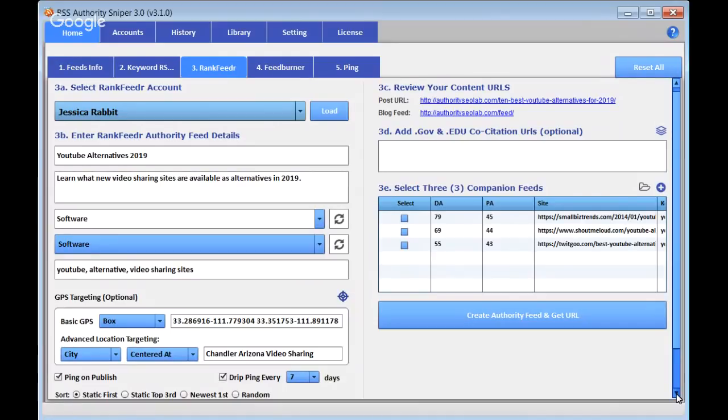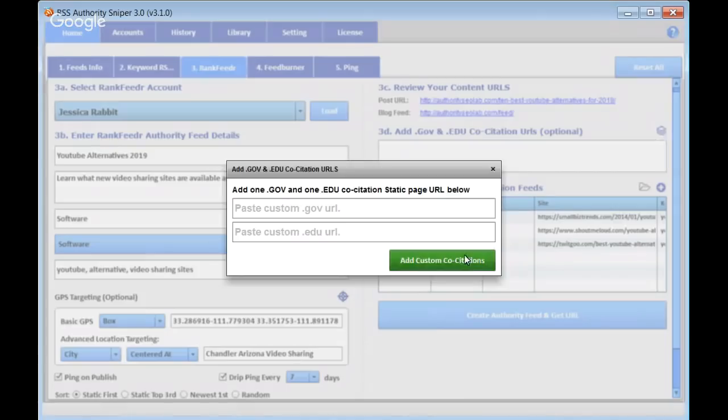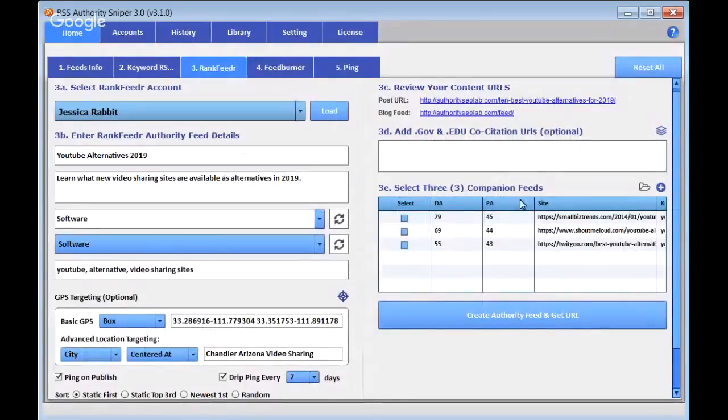Okay, so now if we want to, we can also add a couple of other sticky items. You can add a .gov or a .edu in here, and if you just click there, it'll give you a place to put them. That makes it really nice, because you get a little bit of additional authority coming in from those .gov and .edu sites being co-cited along with you. We call that a sandwich, a co-citation sandwich.